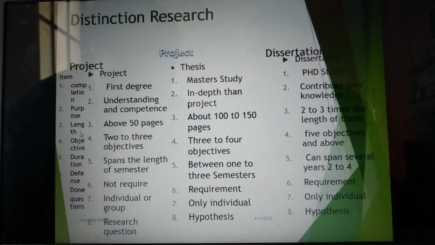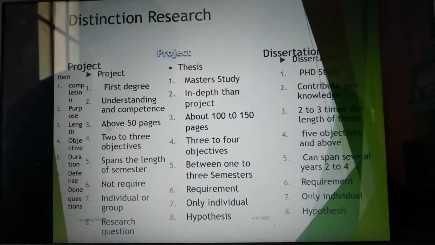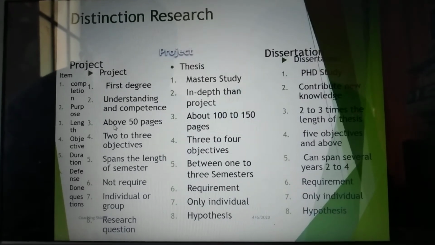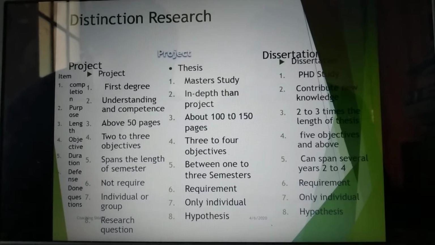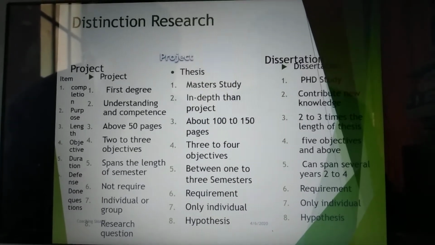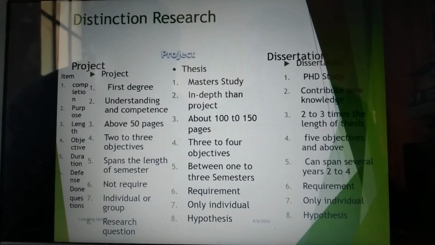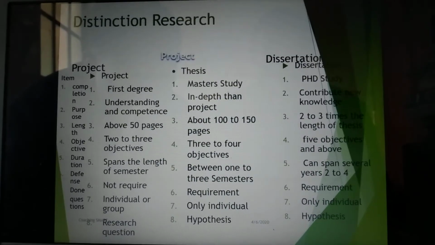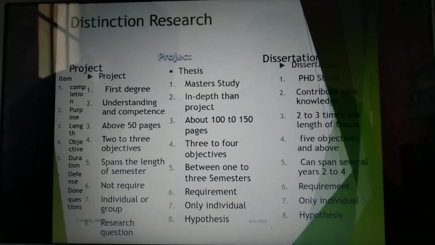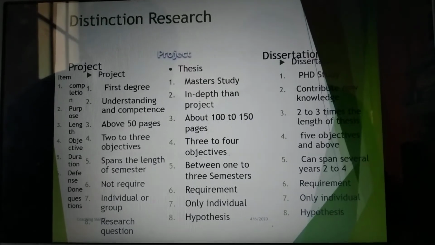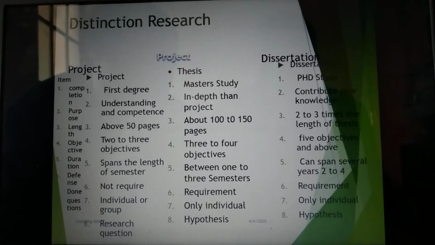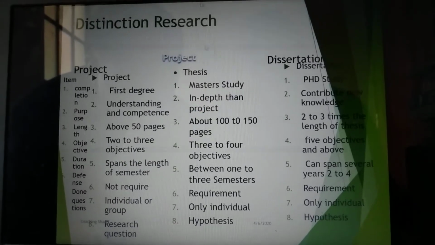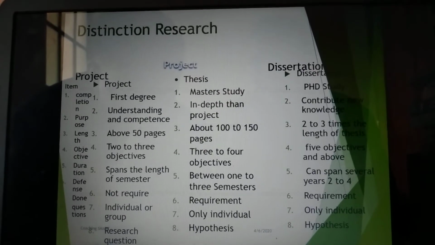Come to number 3, the length. The length in terms of coverage. So when you talk about the length, we look at it from the perspective of pages covered. Above 50 pages, that is a project. About 100 to 150 pages, that is for thesis, and 2 to 3 times the length of the thesis. So meaning that it is between 200 and 300 in terms of pages. So when you're writing a dissertation, it must be 2 to 3 times the size of thesis.